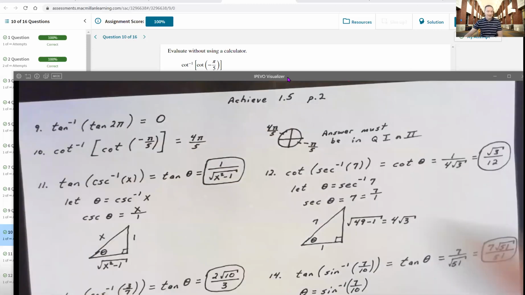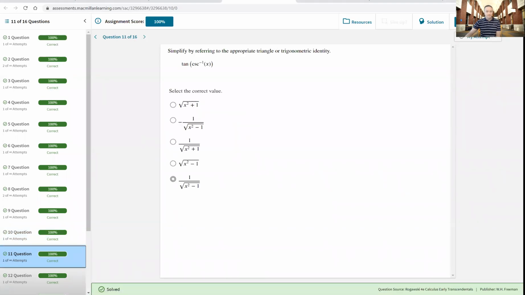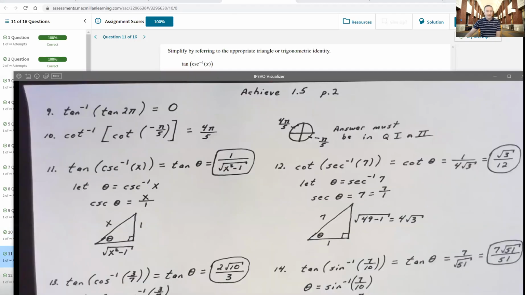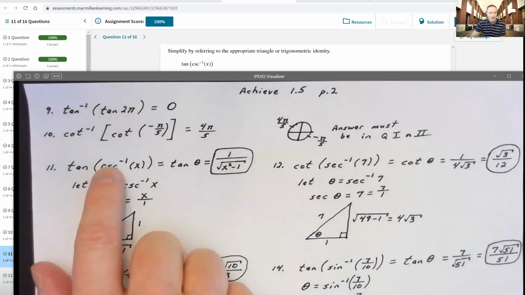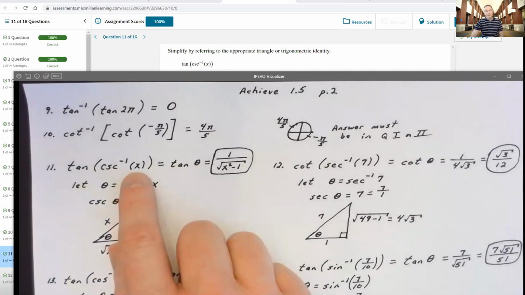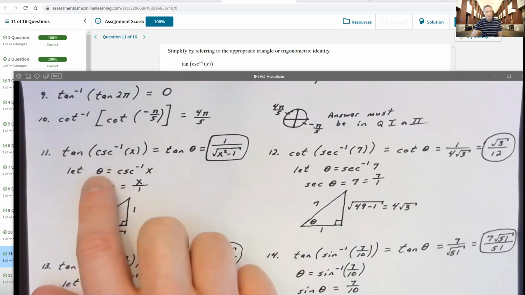Now, when I'm looking at 11 here, and I'll go ahead and flip to it here as well, you can see that it gave me the tangent of the inverse cosecant of x. Now, when I'm looking at this problem, the tangent of the inverse cosecant, I can say, well, all right, in order to get rid of that inverse cosecant of x, I need to just understand that every single inverse trigonometric function in existence is just an angle. So I call it an angle.